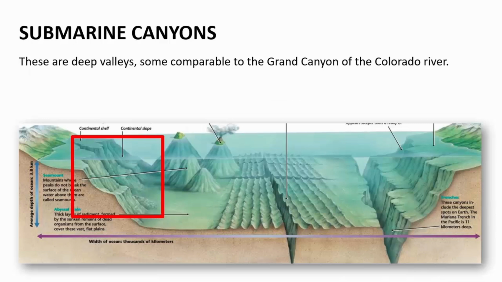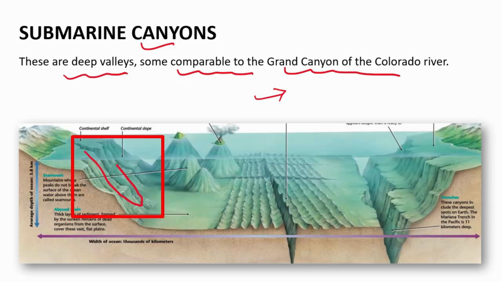The next minor relief feature in our list is the submarine canyons. Now, these are deep valleys, some comparable to the Grand Canyon of the Colorado River. We all have seen the Grand Canyon and how canyons are formed. Canyons are basically steep hills or mountains which are formed by the phenomena of weathering and erosion by a very narrow stream or flow of water, right? Similar features can be found inside the sea as well, as you can see in this figure.